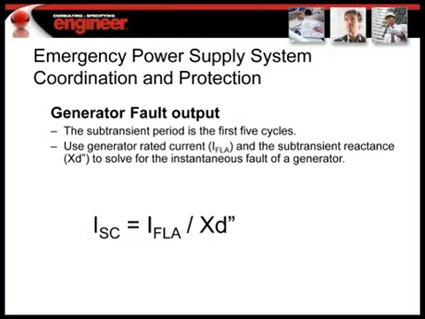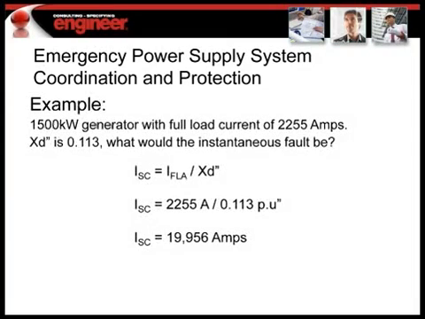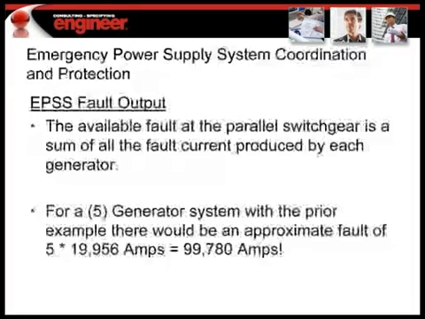So if we take an example for this unit that we're looking at, a 1500 kW generator at 2255, and you remember that our Xd'' was 0.113 on the alternator data sheet, that gives me a fault output of almost 20,000 amps. So it's a pretty simple equation to remember to get the fault output. And you could take that fault output and compare it to what the manufacturer's data sheets say, and they'll line up.